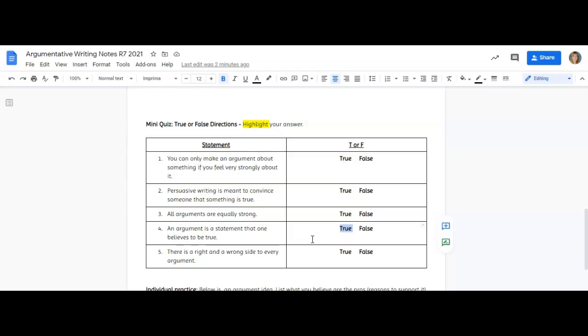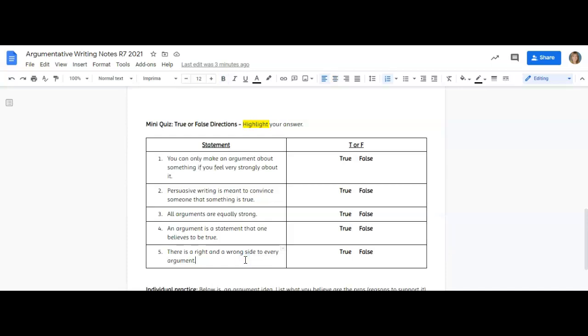And I remember when my kids were little, they used to bug each other. One would say the sky is green, and after that, a fight would ensue. That's just picking a fight. That's not really an argument. The sky is not green. It is blue. So there's not really any evidence or anything that somebody has to believe it to be true to be an argument. Next is, there is a right and wrong side to every argument.